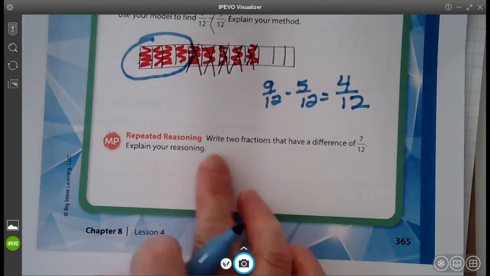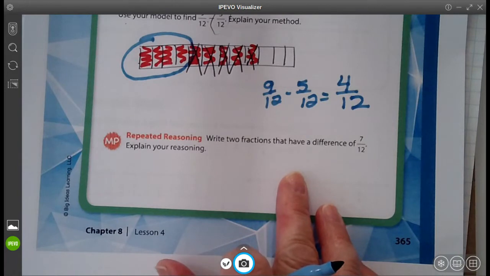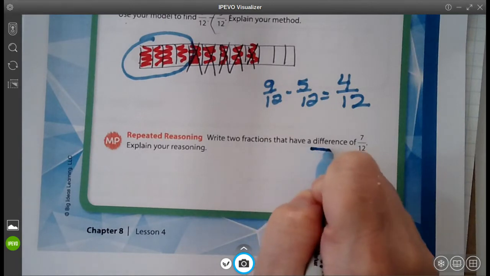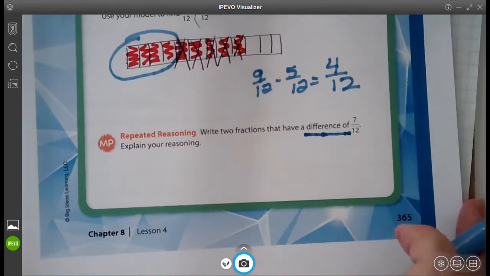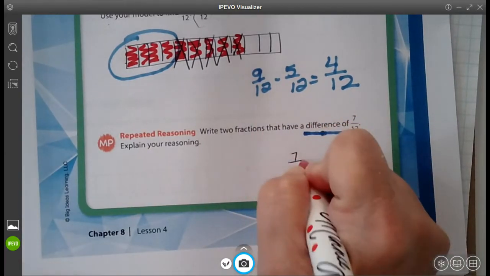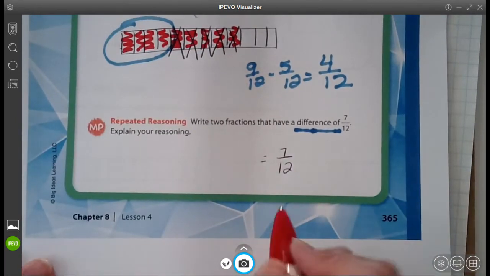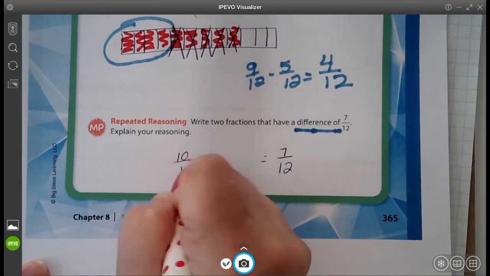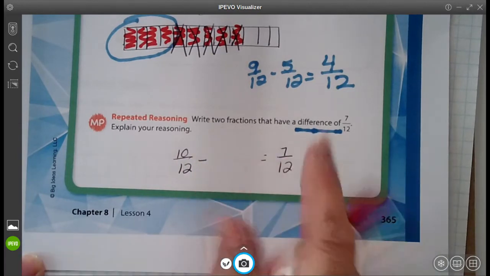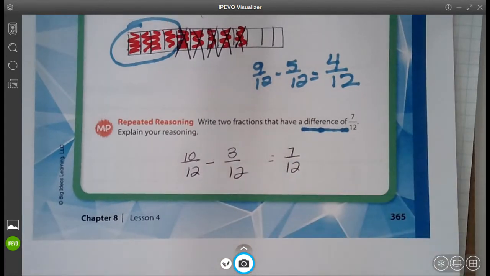The next part says write two fractions that have a difference of 7 12ths and explain your reasoning. Well, when you see the word difference, it means it is a subtraction problem. So we need to find a number sentence or an equation where the answer is 7 12ths. So let me think. How about if we try 10 12ths minus what will give me 7? 3. 10 12ths minus 3 12ths equals 7 12ths.